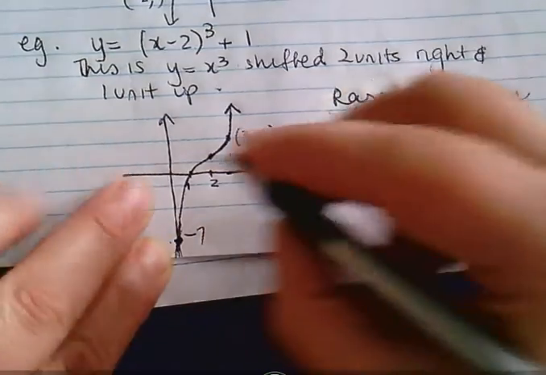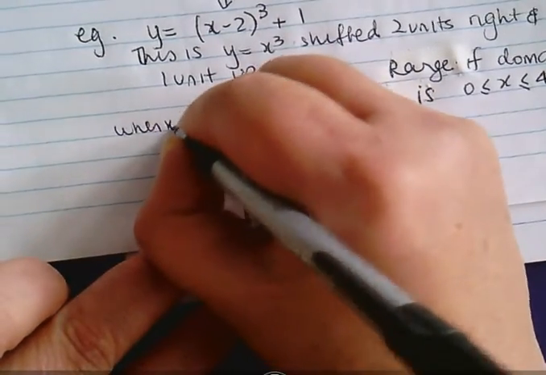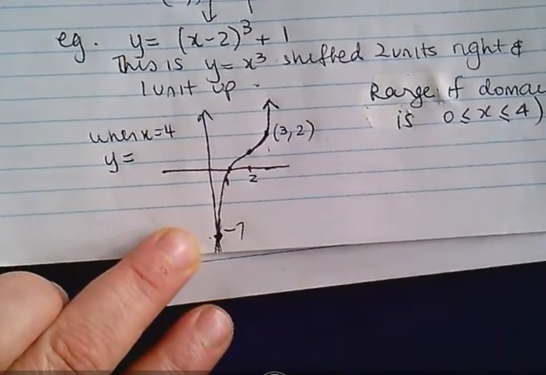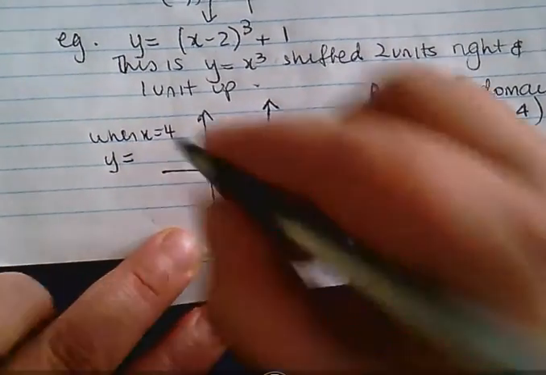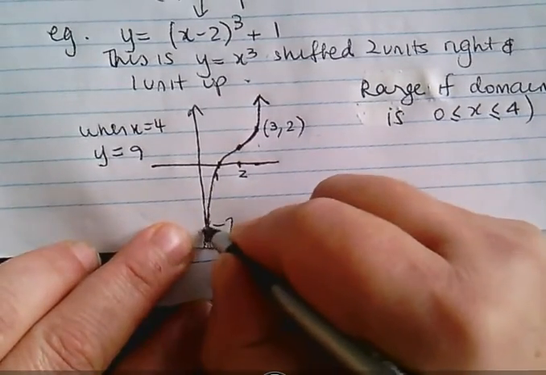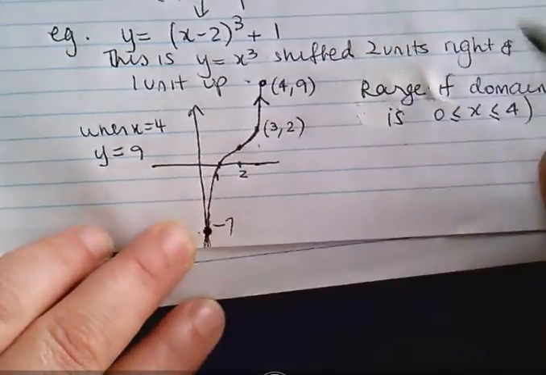What about when x is 4? I just have to work that out. When x is 4, what's y? 4 minus 2 is 2, cubed is 8, plus 1 is 9. So that's all you do for those if they ask. So I'm just going to stop the graph, and up here I would go up to 4, 9. I know it's not to scale, okay?